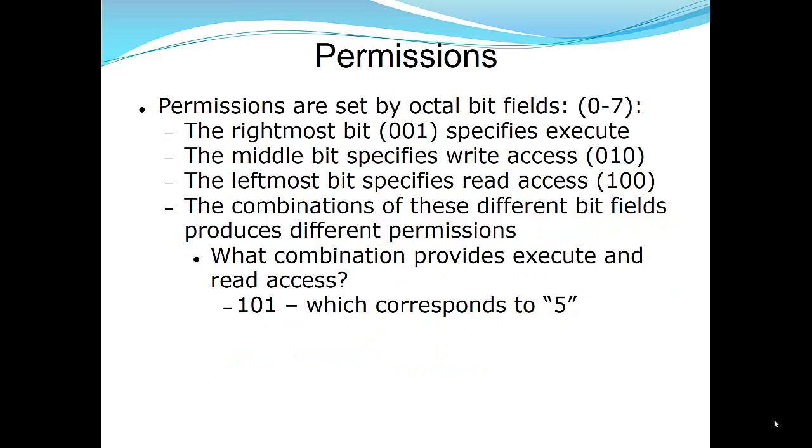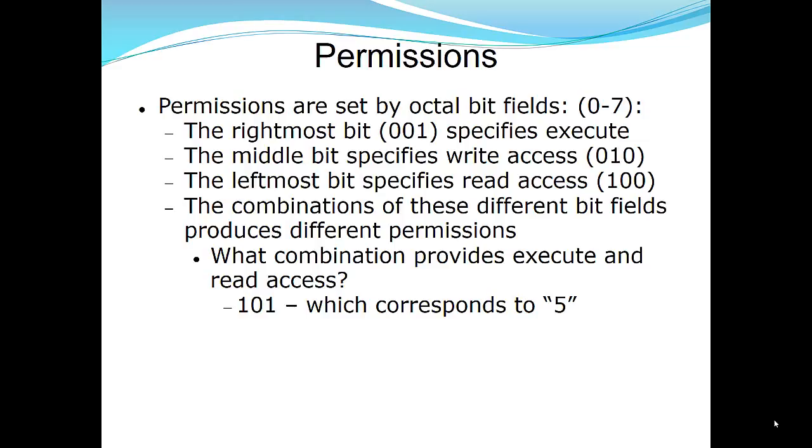So permissions are set by octal bit fields with combined values of 0 to 7. The rightmost bit specifies execute. So if the rightmost bit is 1, that group, the owner or that group or everyone else has execute permissions. The middle bit specifies write access, which means you can write or modify a file. And the leftmost bit specifies read access.